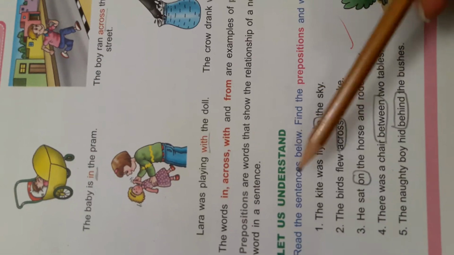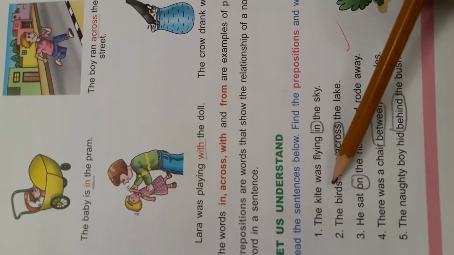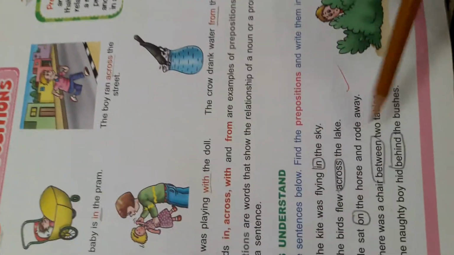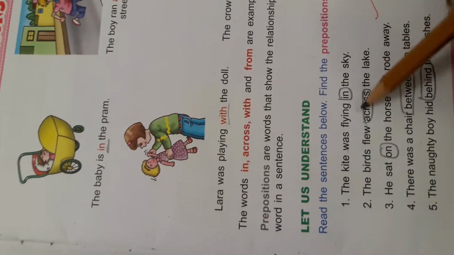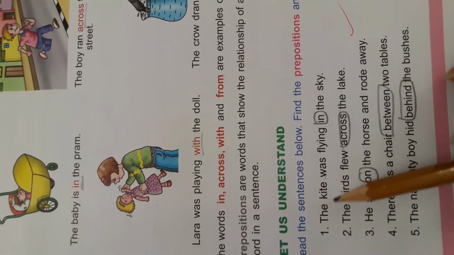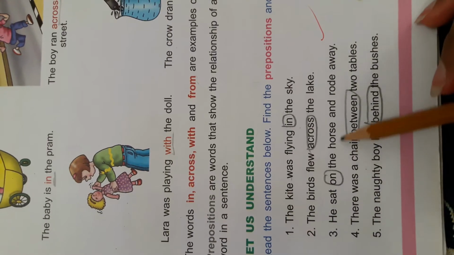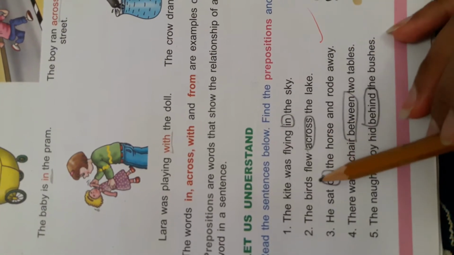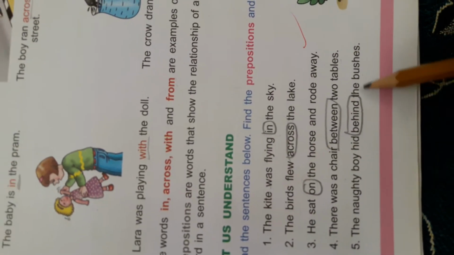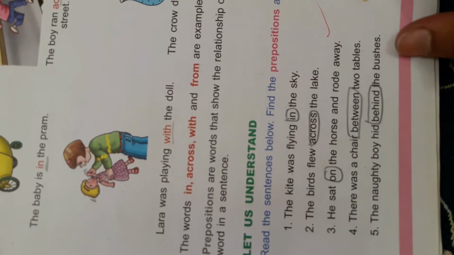Let us do this exercise. Read the sentence below and find the preposition and circle it. Circle them or you can underline them. The kite was flying in the sky. In is preposition. The birds flew across the lake. He sat on the horse and rode away. Circle on. There was a chair between two tables. The naughty boy hid behind the bushes. Circle behind. Turn your page.